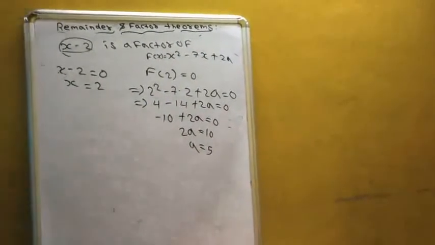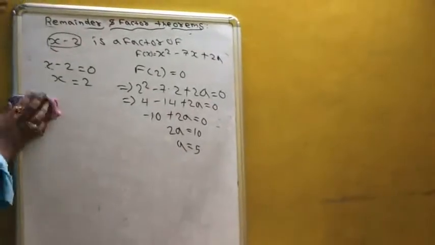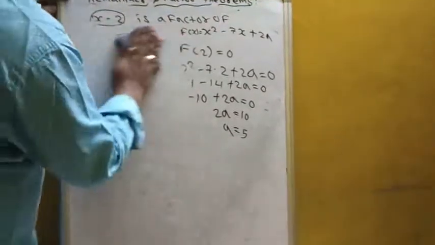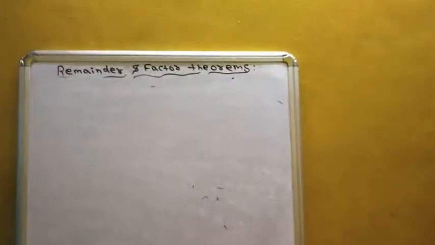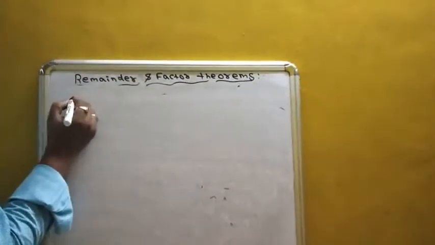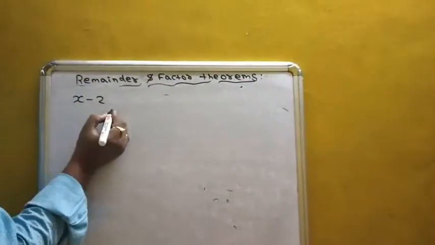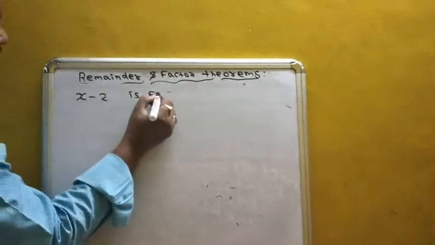Next, find the value of k. Again, next that question: find the value of k if x minus 2 is a factor of. This type only.